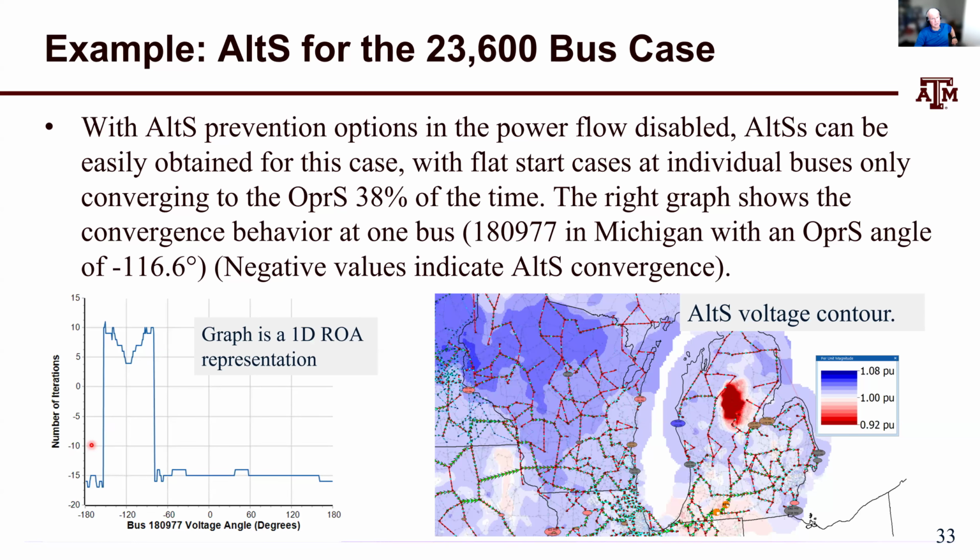So we just did an angle sweep where we swept in a 1D sense all the initial guesses where the magnitude was 1, and then we changed the angle between minus 180 and plus 180 for this bus in Michigan that had an operable solution of minus 116 degrees. The region of attraction was centered about that. You can see the range of it there is about 30 degrees on either side. And other ones, including the flat start one, were outside of the region of attraction.